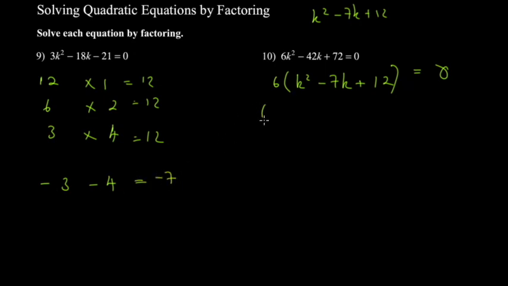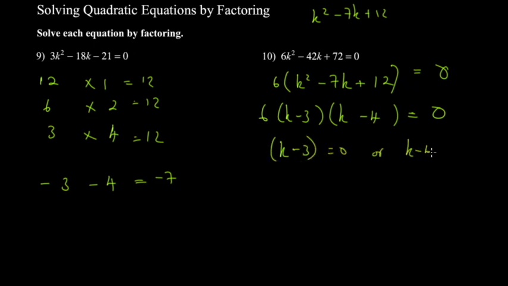Okay, so you get 6, then you say k here, and then you have negative 3, negative 4. The reason we can put these brackets directly is that here the coefficient of k squared is simply 1. There's nothing written here, so that's why we feel comfortable to do this. Okay, so you can say k minus 3 equal to 0, or k minus 4 equal to 0. So you get k equal to 3 or 4.